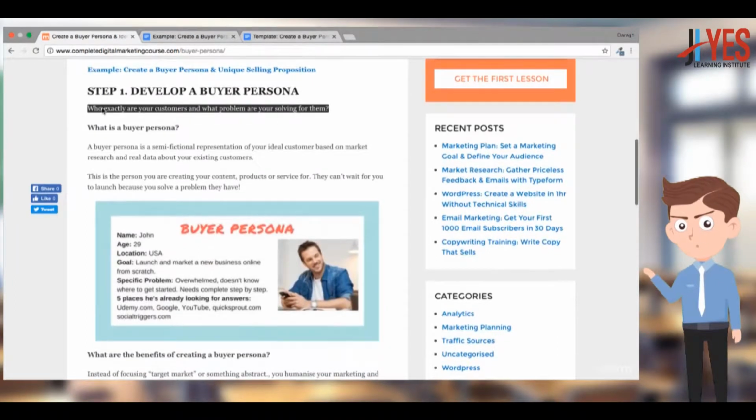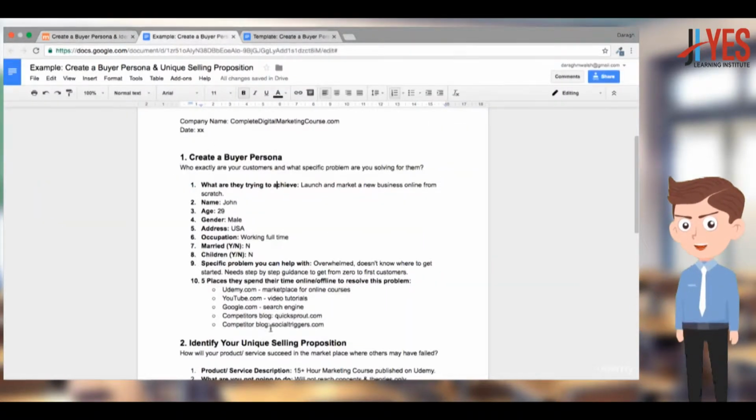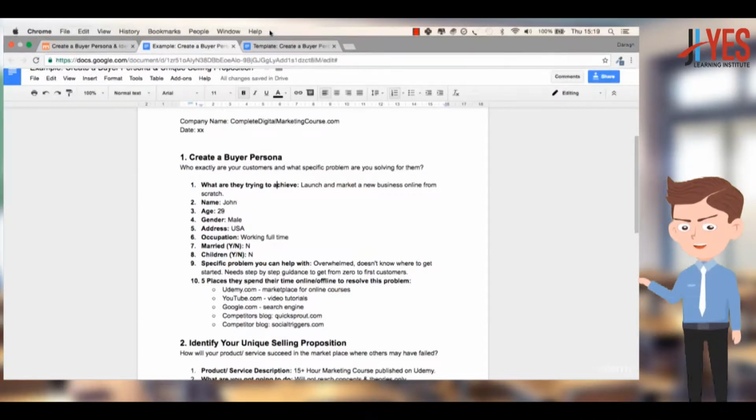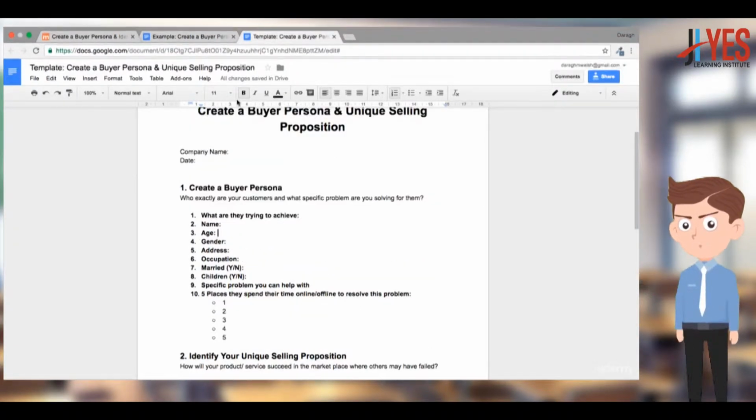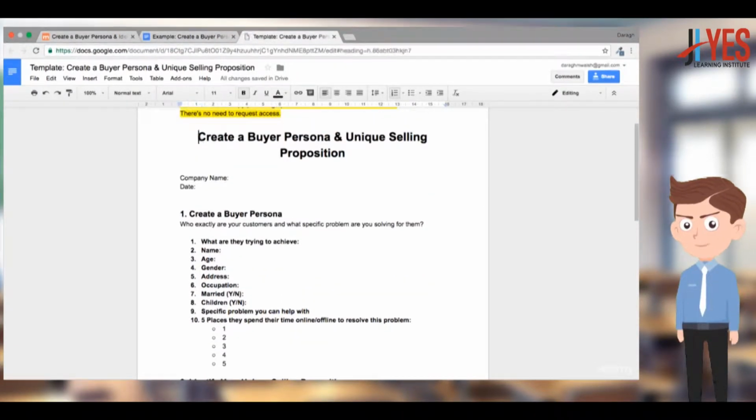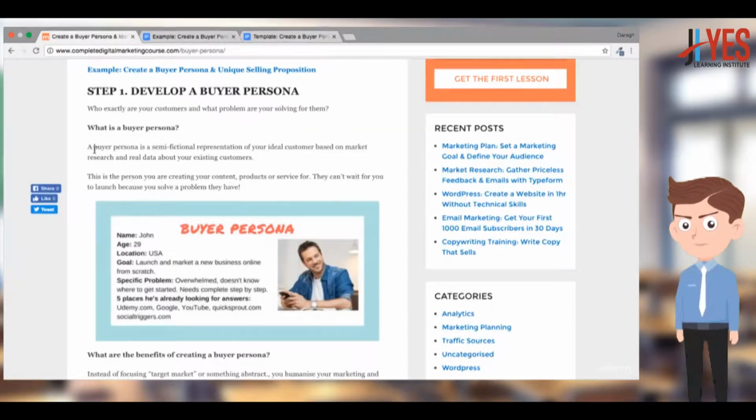So what we're going to do is run through a little bit of the theory, then I will show you the buyer persona that I created for this course. I'll show you the exact questions that I answered in order to create this, and then you can use the template that you got in the last lecture to really create this buyer persona for yourself. So in terms of what is a buyer persona, well, it's a semi-fictional representation of your ideal customer.